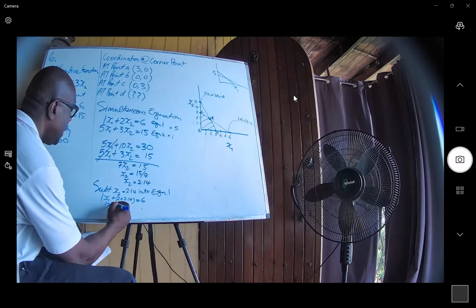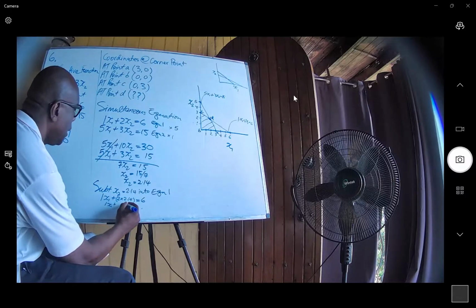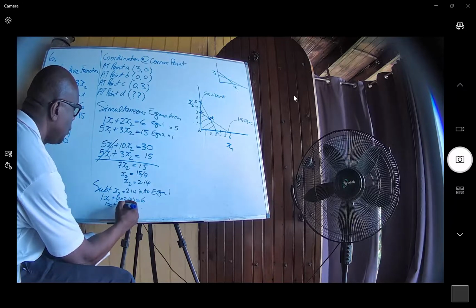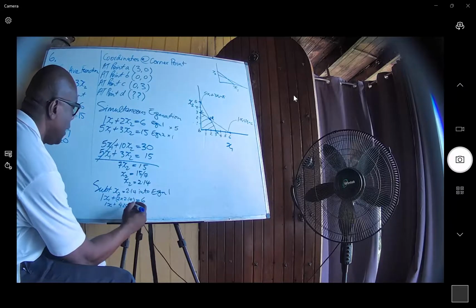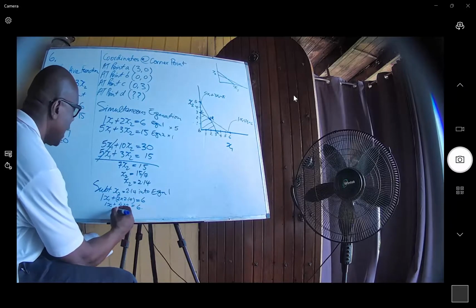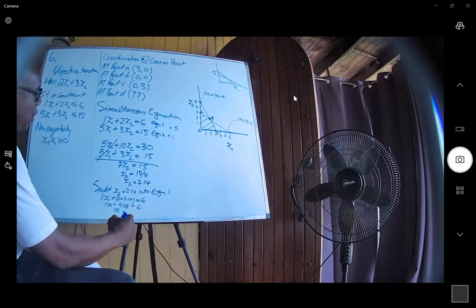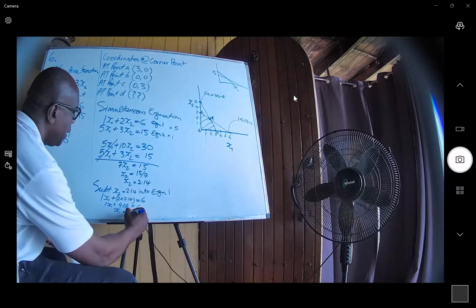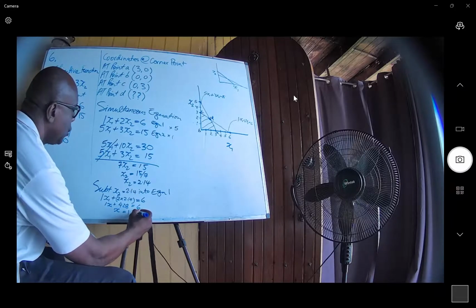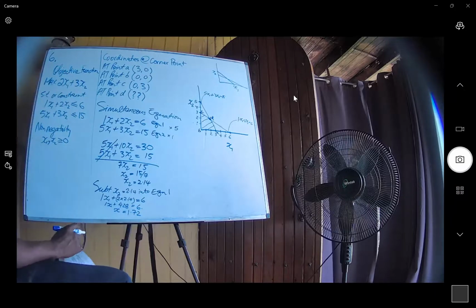1x1 plus, this is 2 4s 8, 2 1s 2, 2 2s 4, equals 6. So x1 is going to be equal to 1.72. Is that correct? Let's double check it. Yes, sir. 1.72.